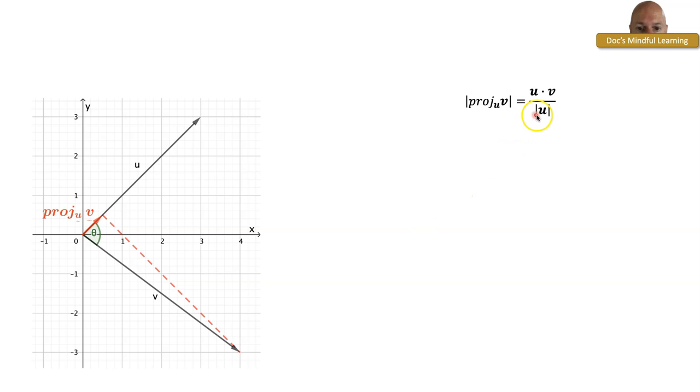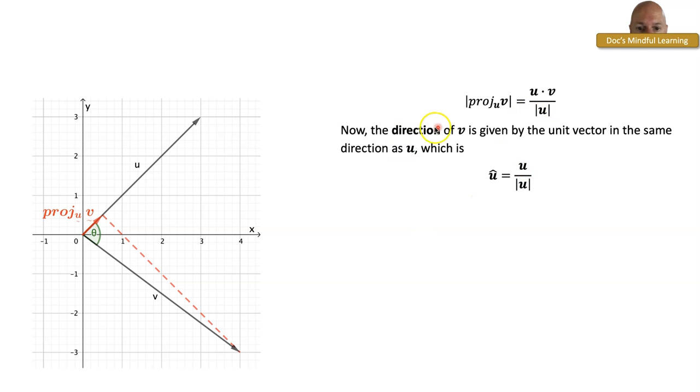So if we take that idea a little bit further still, then the direction of the unit vector, that should say u, that should say the direction of the projection of v on u is given by the unit vector in the same direction as u, which is this. So our unit vector is the vector u divided by the magnitude of the vector u.